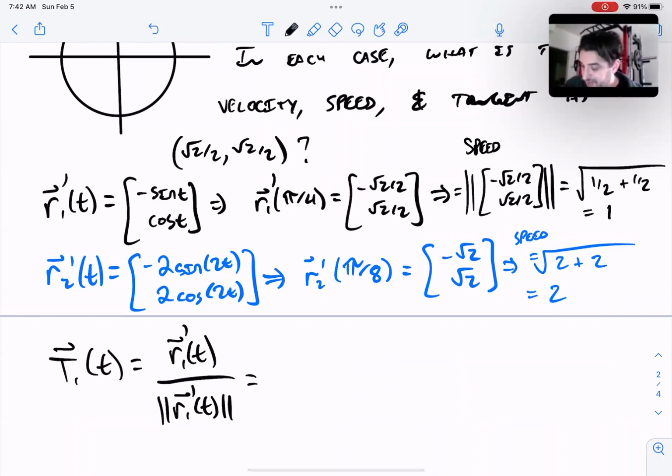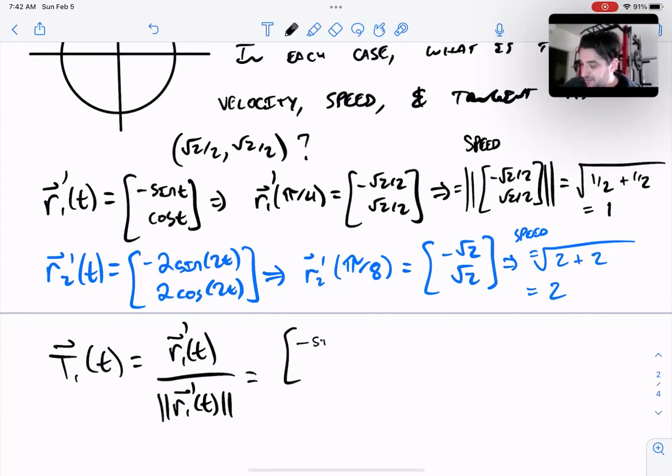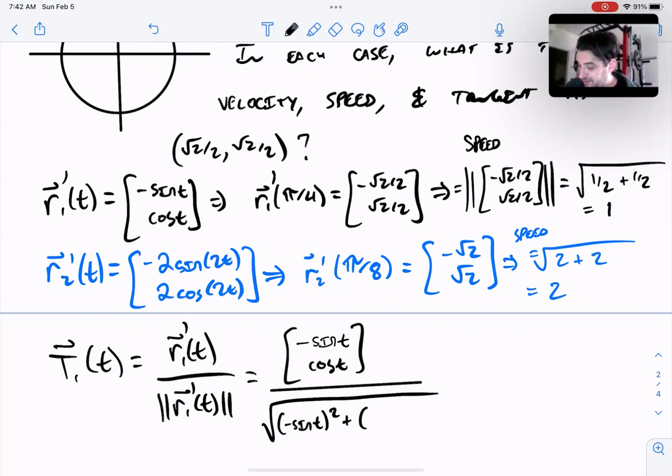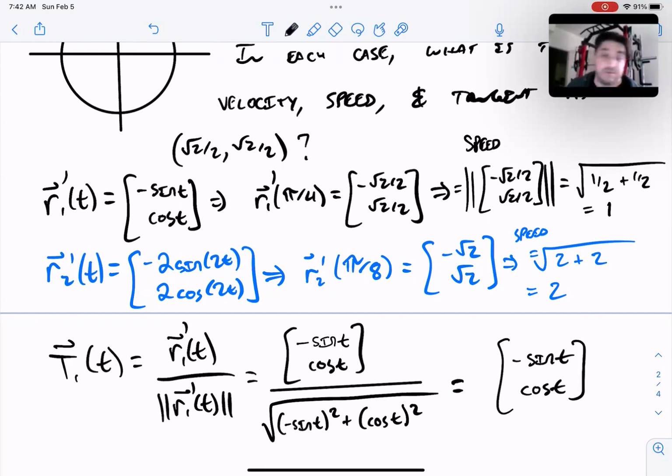Sorry, R1 prime over the magnitude of R1 prime, right? The velocity divided by the speed. So what does this become? Well, you could work it out just at that point, but I'm going to show it in general for any t, right? So this would be again the velocity divided by the speed. Well, here you can see the speed is just 1 by the Pythagorean theorem, right? I get a sine squared plus cosine squared in the bottom.